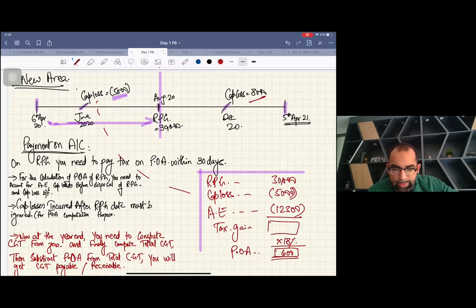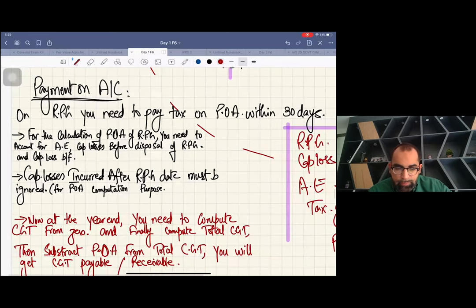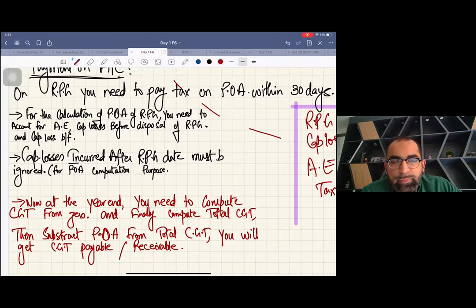Please read these lines. Please read it. My dear student, please read it.